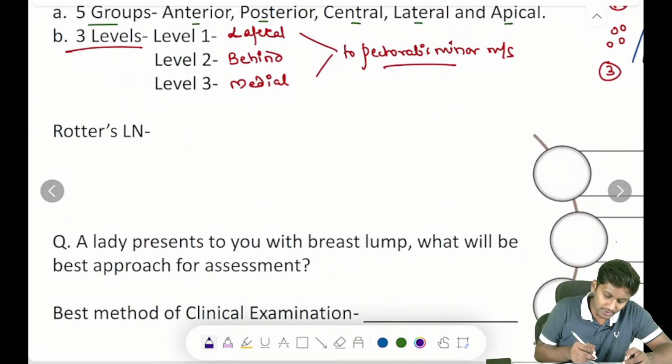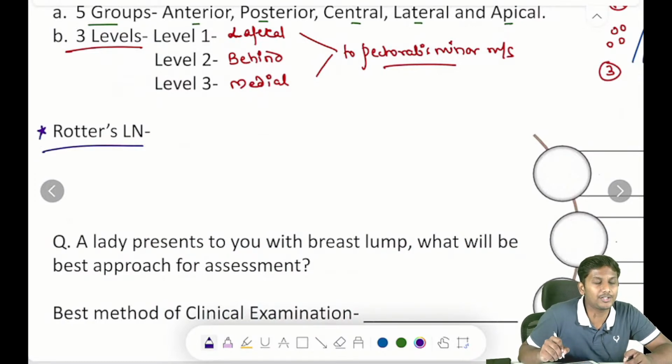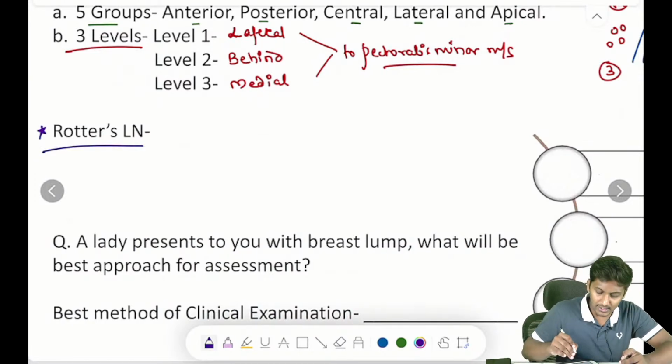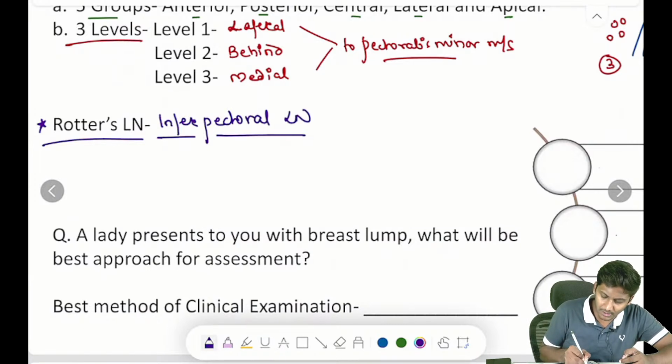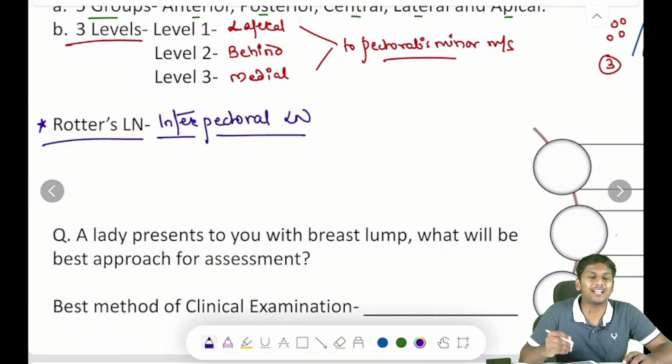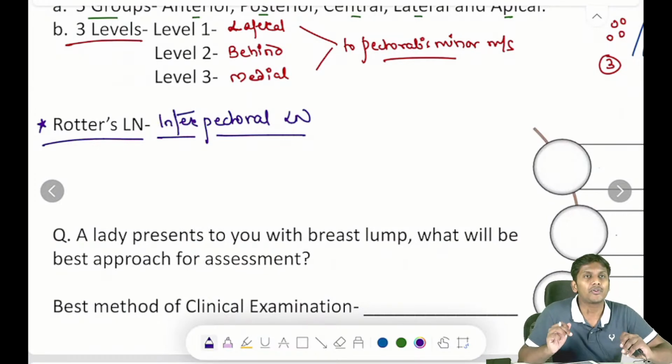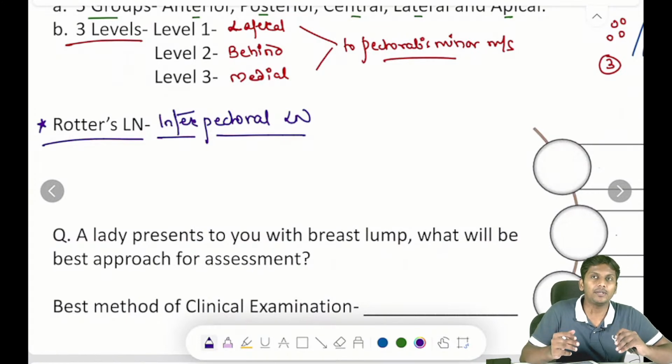Now, what are the Rotter's lymph nodes? This has been a previous year one-liner question that has been asked in your examination. The Rotter's lymph nodes are known as interpectoral lymph nodes. Interpectoral, by the name itself it is evident, means between two pectorals, right? Between the pectoralis minor and the pectoralis major.